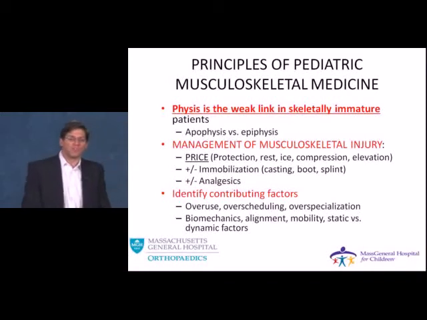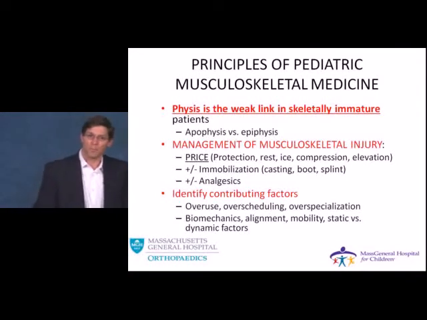Simple principles to start out with when we're talking about musculoskeletal medicine include that we want to know whether the patient is a skeletally immature or skeletally mature patient. The reason is that the physis is the weak link in the skeletally immature patient. They also have apophyses versus epiphyses, and for those of you that have forgotten, an apophysis tends to be a site of musculotendinous insertion. It does not contribute to the length of the bone, whereas an epiphysis is a physis to a joint space and contributes to the length of the bone.